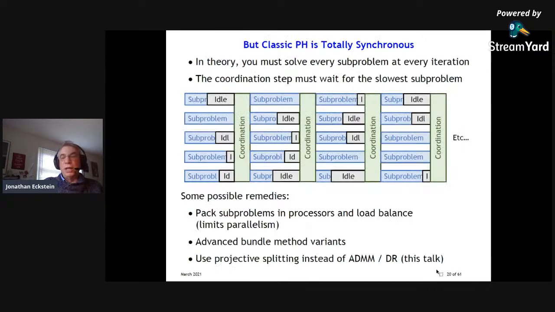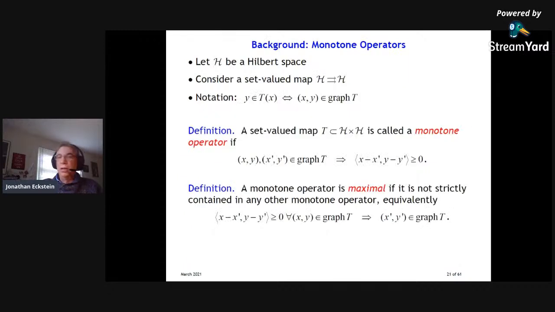Okay. So projective splitting is an area I've done a little work on, some other versions of it with Patrick Combettes. But I have to give some background because I heard that people here don't necessarily know a lot of convex analysis. It's basically based on these things called monotone operators. So just take any Hilbert space and imagine a set valued map T on this Hilbert space.